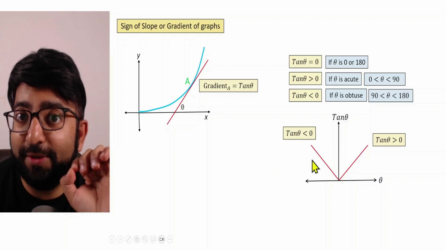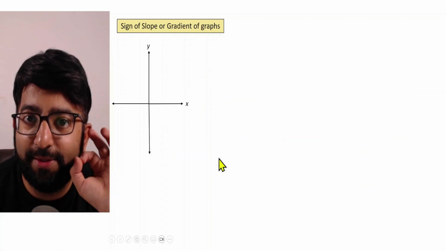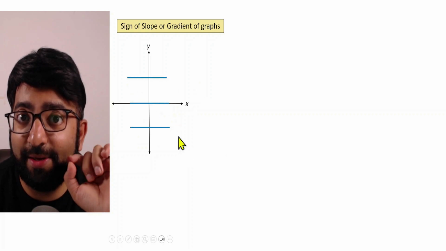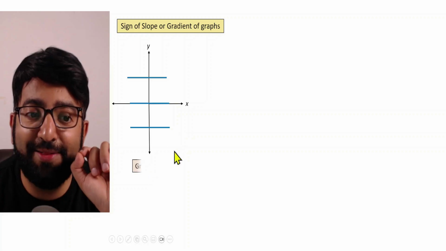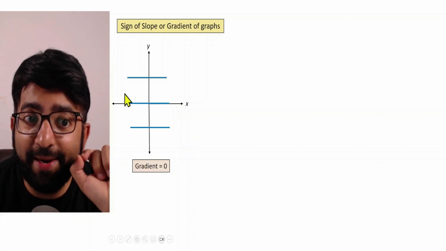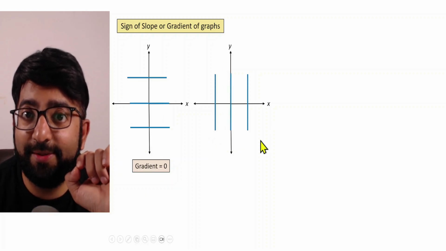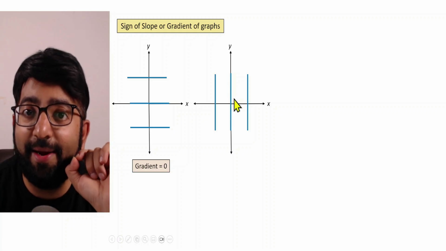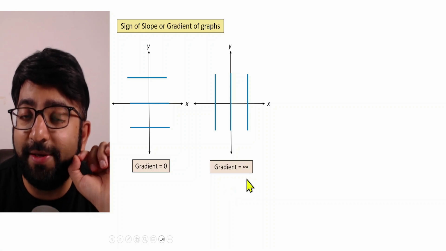Now, let us use all these concepts to figure out the sign of the slope or the gradient. So, here we go. Let's say on the axes, I show you a graph like this. Basically, these are just straight lines which are parallel to the x-axis. Since they are parallel to the x-axis, the angle theta is 0, hence tan theta is 0. So remember the concept: the gradient of a horizontal line is always 0. On the other hand, let us consider vertical lines, the lines which are parallel to the y-axis. In this case, the angle which these lines make with the x-axis is 90 degrees. And remember, tan 90 was infinite or not defined. Hence, the gradient of vertical lines is always infinite.